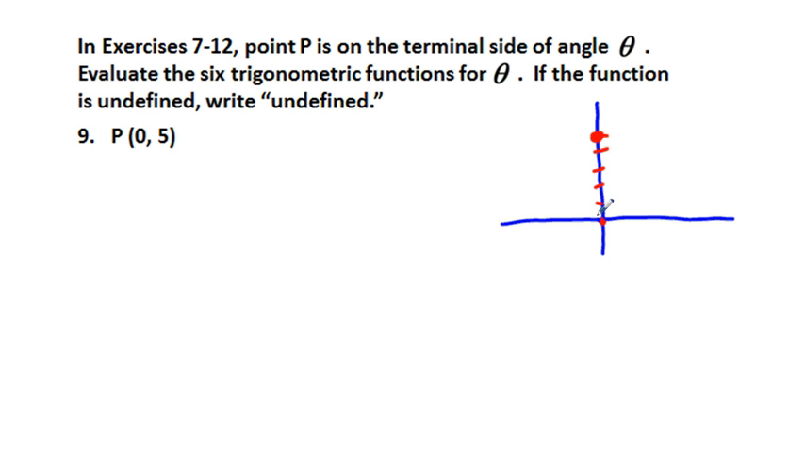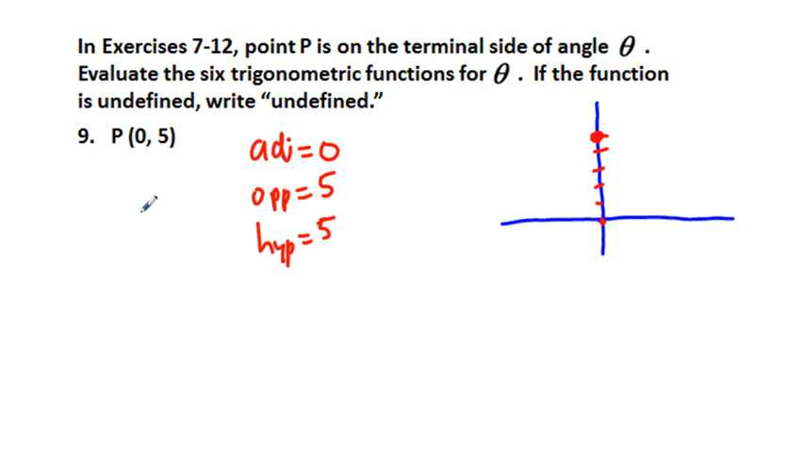Well, what's going to happen is we don't move left or right, so in this triangle, if we want to call it that, our adjacent side is going to be 0. All right, our opposite side is going to equal 5. And our hypotenuse is going to be, this length here will also be 5.